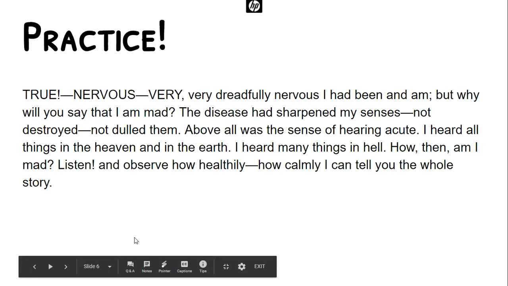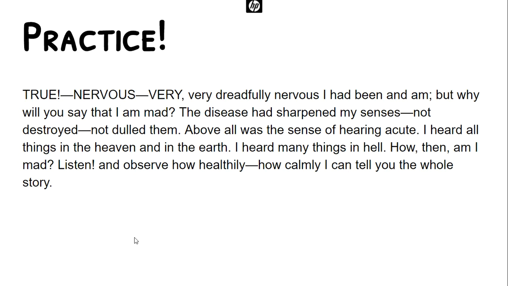So what I'd like for you to do now is practice using this short paragraph from one of my favorite stories, Edgar Allan Poe's The Tell-Tale Heart. Take 2 seconds to read the paragraph and answer the questions that follow.